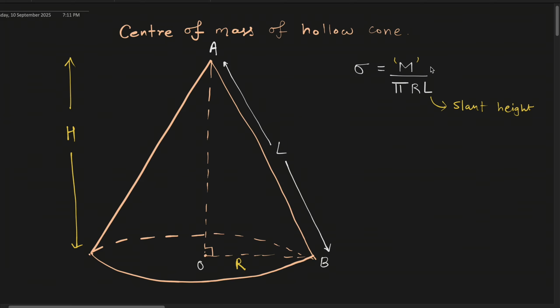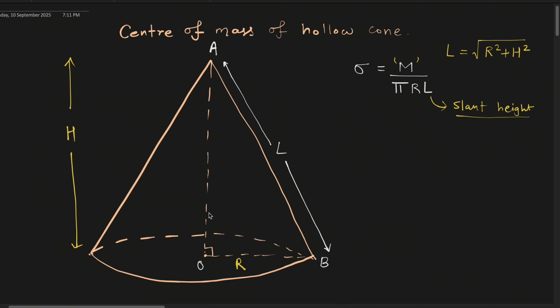Let's say the mass is capital M, and the mass per unit area is constant, that is sigma. Now the area is pi r L, where L is the slant height. What is slant height? The slant height is this length L. What is this length going to be? You can see the length is the square root of r squared plus h squared, using the Pythagoras theorem. Now how will I find the center of mass of this hollow cone?